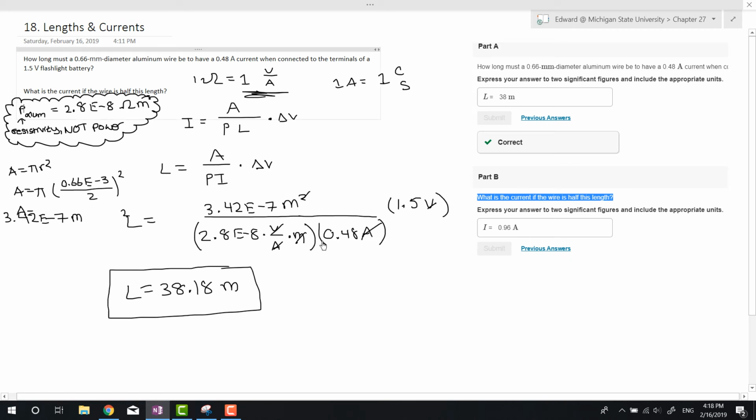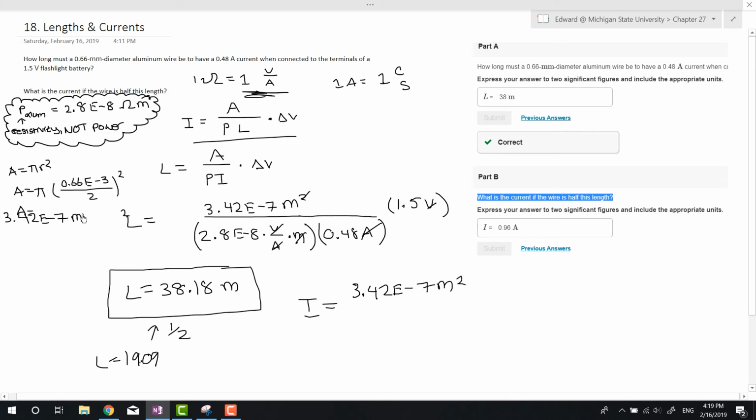Now we just have to use the original equation right there because we have everything. So we just have to find I. If we divide the length by 2, that'll give us 19.09. That's just half of that one. So I is equal to the area, which we already found, which is 3.42 e to the negative 7 meters squared. That's the area.